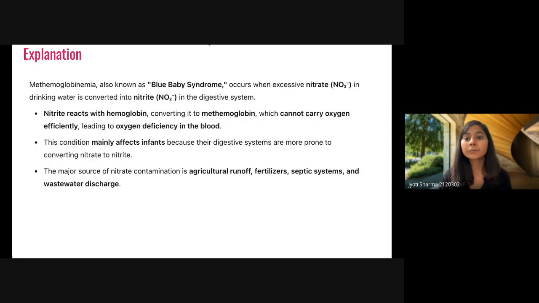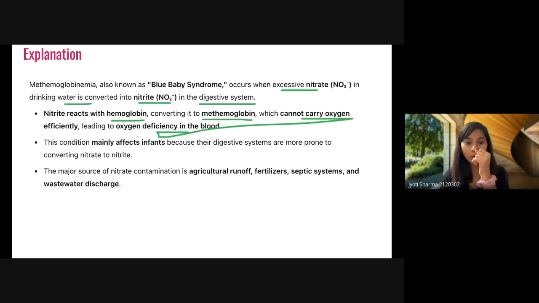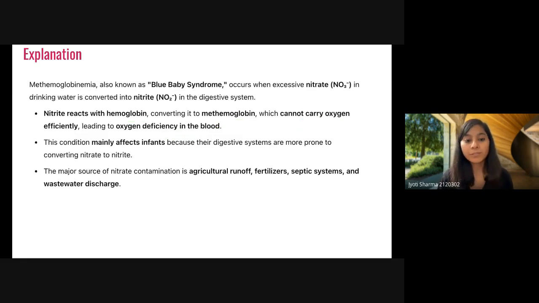Just see here. Whenever you have an excessive amount of nitrate in your drinking water, it will be converted to nitrite in the digestive system of the baby, and that nitrite will react with the hemoglobin and form methemoglobin, which will not carry the oxygen. And if there is a deficiency of oxygen in the blood, that's how it gives the blue color to the baby, rather than the red or pink color that babies mostly have. So this is blue baby syndrome.